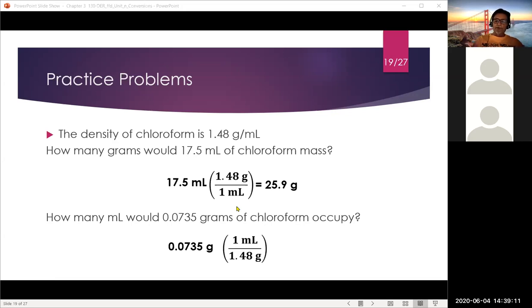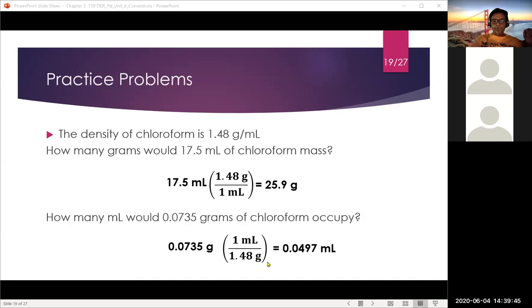So we write the conversion factor, we invert it, we want milliliters in the numerator and grams in the denominator. And now you simply do the math, grams cancel out, leaving us with units of milliliters. So 0.0735 grams of chloroform would have a volume of 0.0497 milliliters, with the correct sig figs, 3 sig figs.